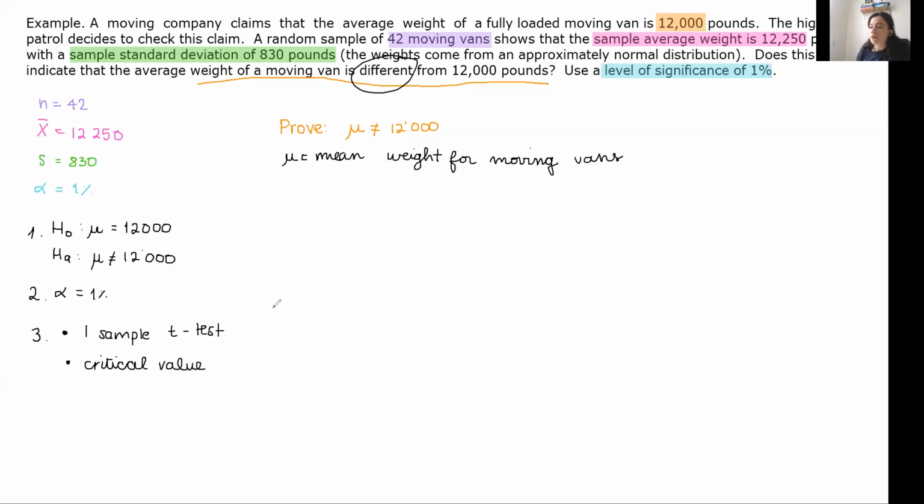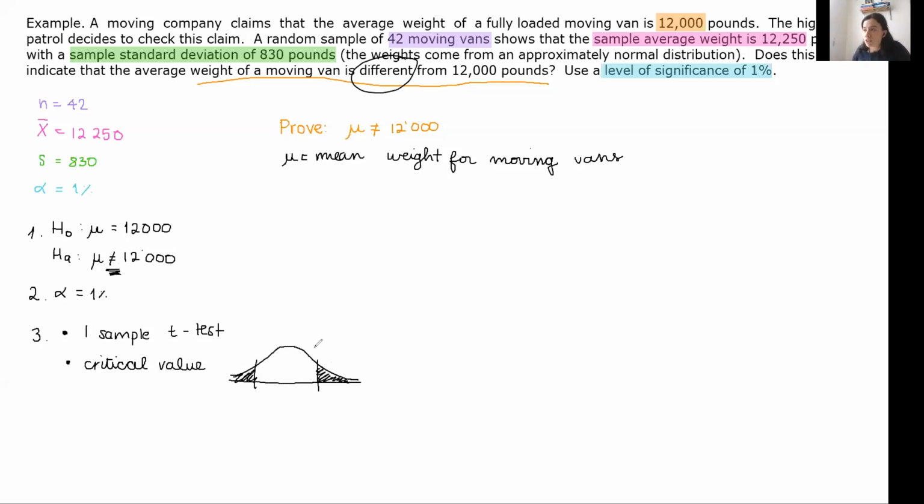Okay. Now, in this case, we have to show that this is different than 12,000, which means that we're going to have a two-tailed test, because we're trying to show that this is different, not necessarily larger or smaller, but both. So we're going to have what we call a two-tailed test, okay?